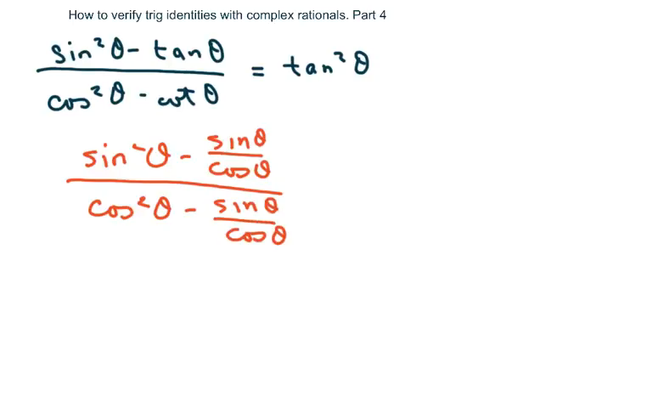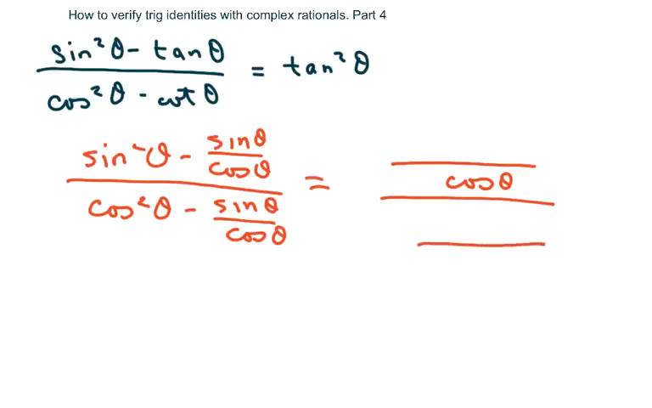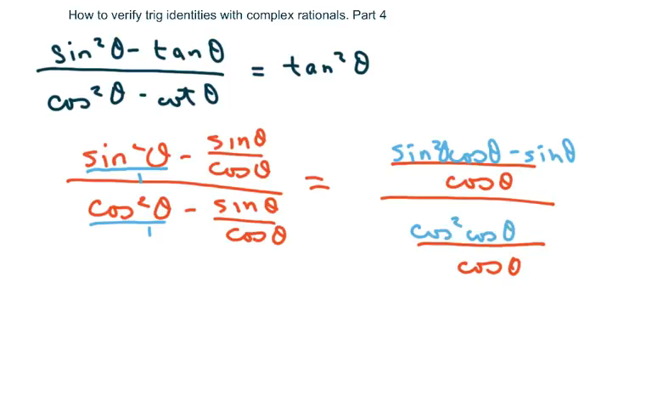Okay, so I just broke down tan and cotan. Now I'm going to find the common denominator, and my common denominator in both of these is cosine. So there's the complex part. You're going to put this in fraction form and cross multiply. So you get sine squared times cosine. I always forget to put my angles. Alright, minus sine. And then on this one, it's going to be cosine squared times cosine minus sine.